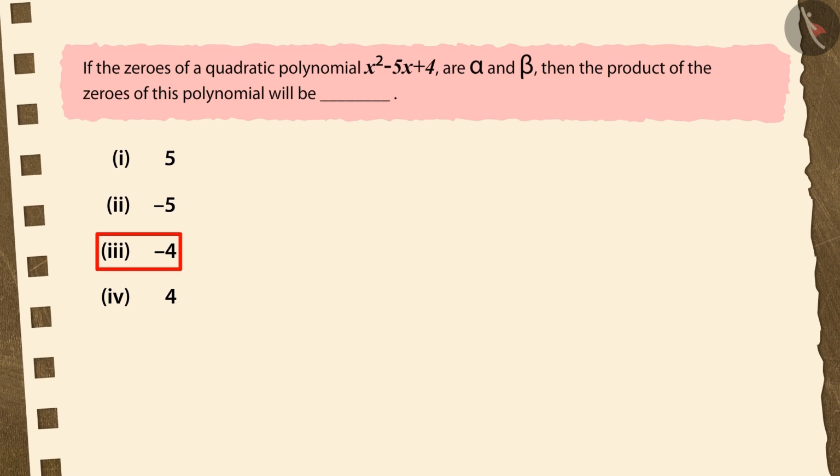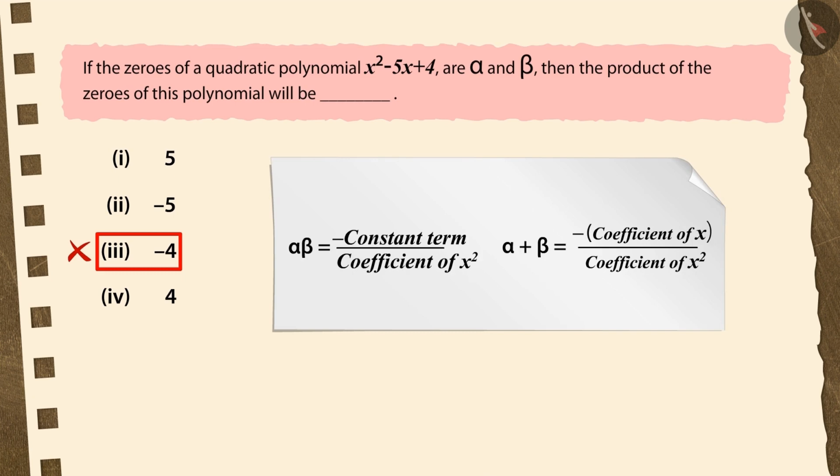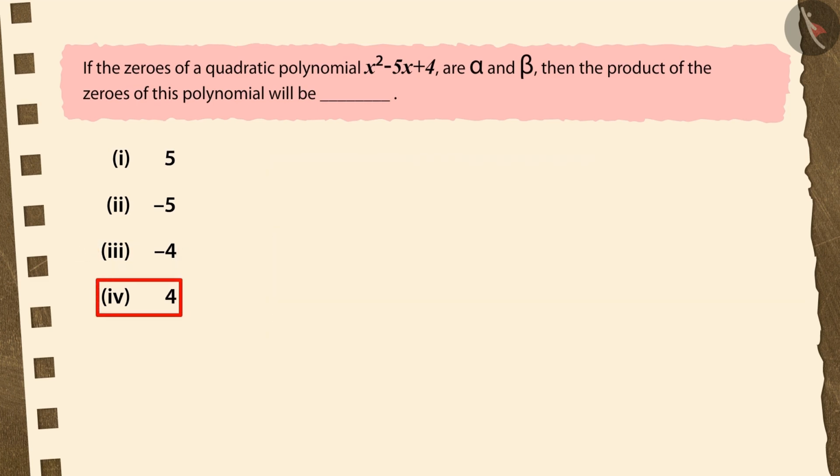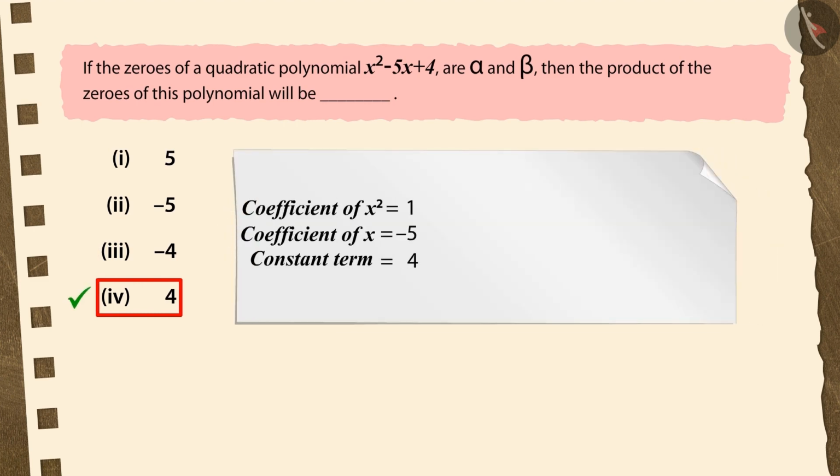If you have selected the third option, then too your selection is not correct. The reason for this is the use of a negative sign in the formula for the product of zeros. If you have selected the fourth option, then your answer is correct. You have chosen all the values correctly and calculated it using the right formula.